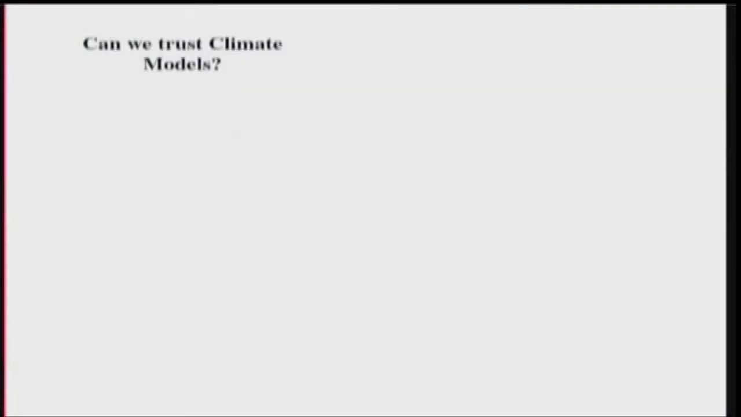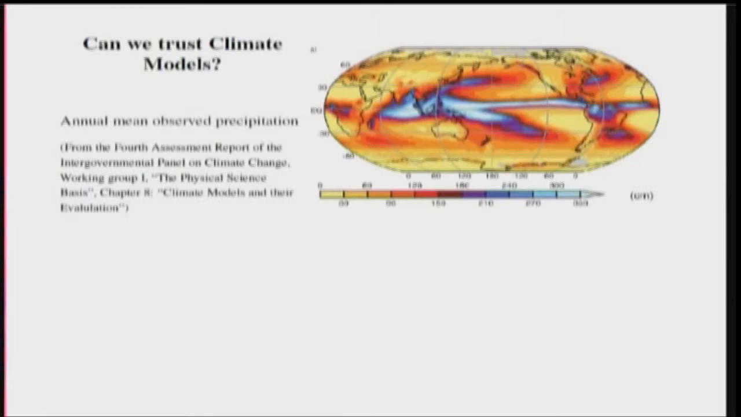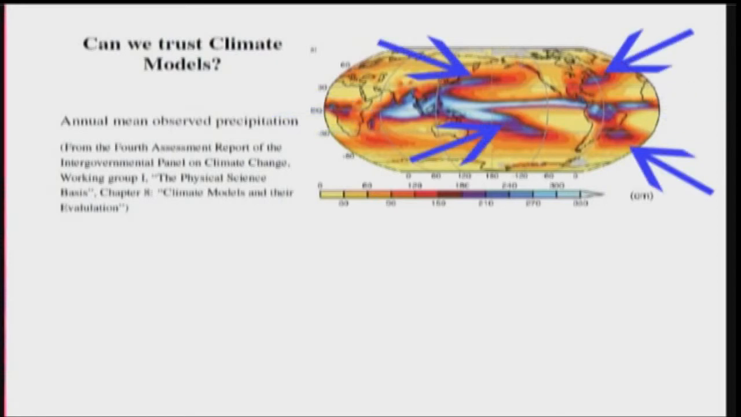So can we trust them? I've showed you the global mean temperature. That's not a lot of use if the government wants to say, do we need more reservoirs in this country? So climate models also predict precipitation. This is the observed precipitation, the annual mean over the whole climate. And so you can see it's very wet along the equator, and in other bands, for example the storm tracks. The storm track coming towards us is this band of precipitation here. So we would also like climate models to reproduce that precipitation pattern.